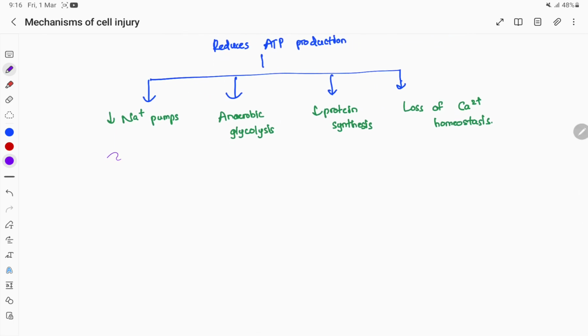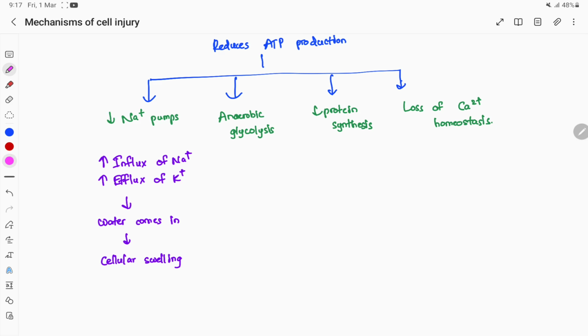Reduction in sodium pumps causes increased influx of sodium and increased efflux of potassium. This causes water to come into the cell, thereby causing cellular swelling. Effects of anaerobic glycolysis are reduced glycogen level in the body, increased lactic acidosis, and reduced pH level. This increased lactic acidosis causes cellular damage.